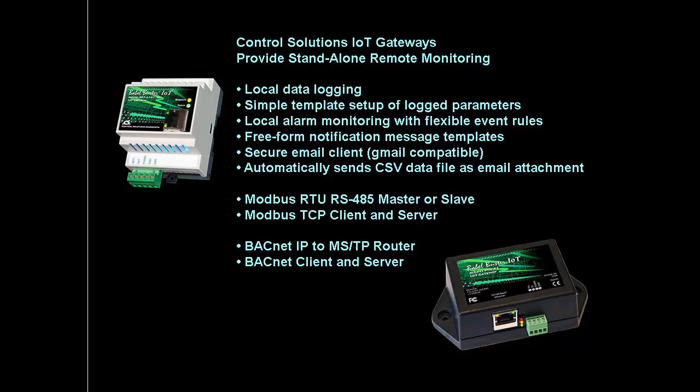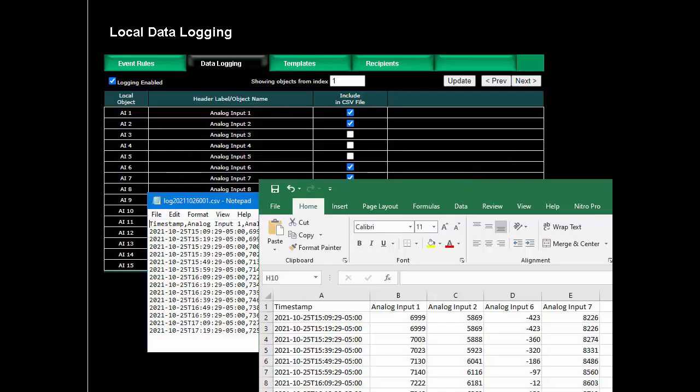The Modbus version has both Modbus RTU and Modbus TCP, and the BACnet version has both BACnet IP and MSTP. There are two ways of going about data logging with the Babel IoT devices. One is via the cloud. The other is to log data to local CSV files and have that file emailed to you periodically.